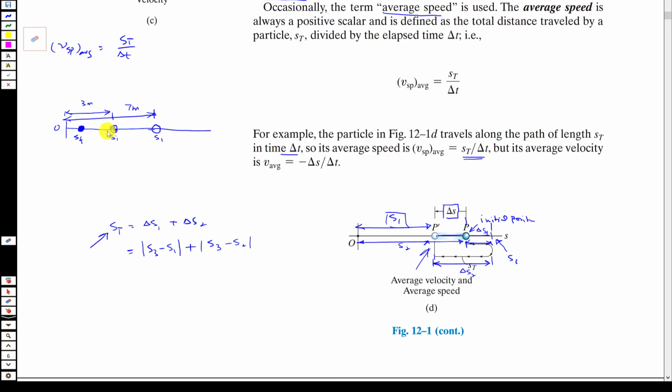Now if you want to find the total distance traveled by this particle, the total distance will be equal to this distance plus this distance. This particle has traveled initially from this position to this position, and then it traveled back. Let's say this is delta s1 and this is delta s2, so delta s1 plus delta s2. We are finding the total distance, so the distance will always be positive.